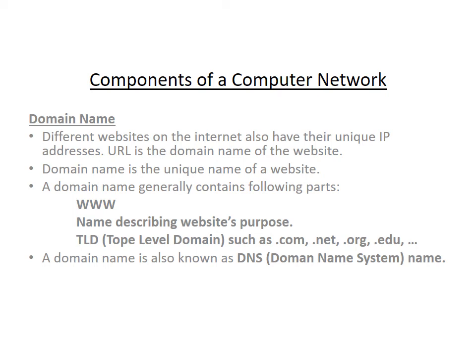Domain name. Different websites on the internet also have their unique IP addresses. URL is the domain name of the website, and domain name is the unique name of a website. A domain name generally contains the following parts: first, www; second, the name describing the website's purpose; and third, the TLD, top level domain, such as .com, .net, .org, .edu, etc. A domain name is also known as a DNS name, domain name system name.